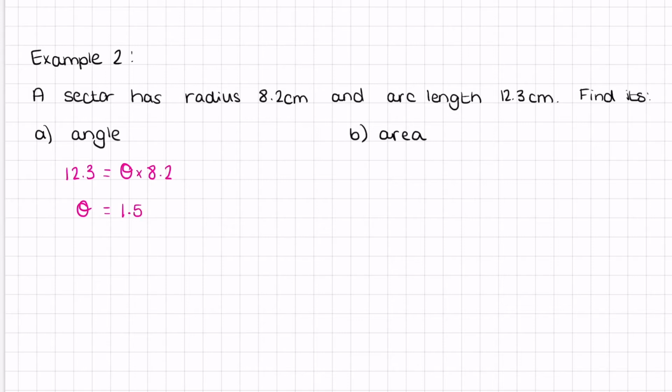Now radians doesn't really have a unit. You'll sometimes see a little c, sometimes you might see a little r at the top corner like that. But you can just leave your answer with no units. That's fine. Now if we want to find the area, then we just use that area formula. So area equals half times theta times r squared, which is half, multiplied by our angle, 1.5, multiplied by 8.2 squared. And we'll get an answer of 50.4 centimeters squared, to 3 significant figures.